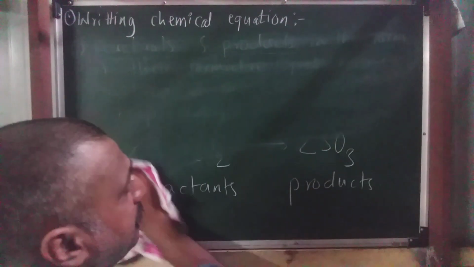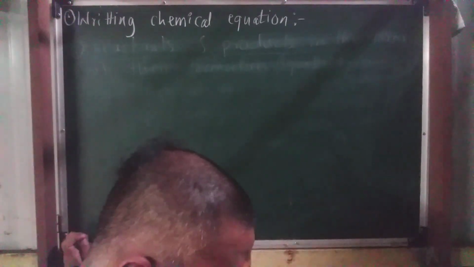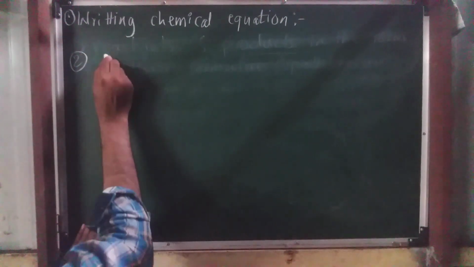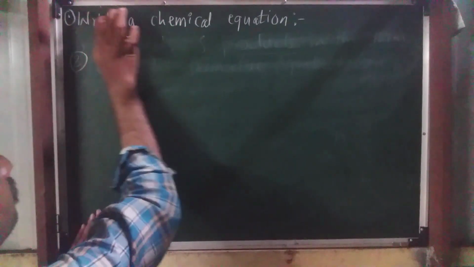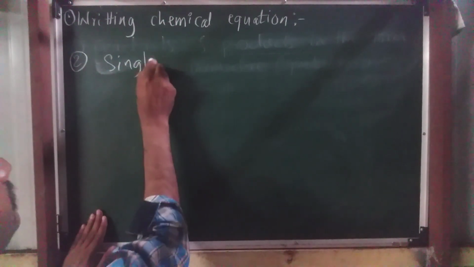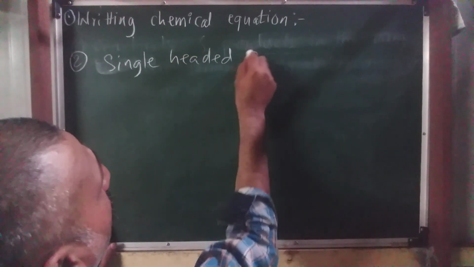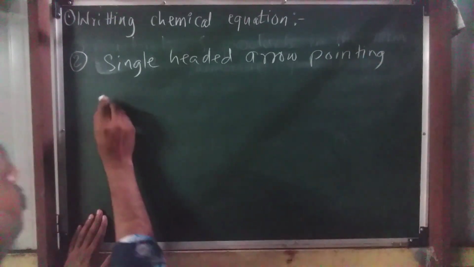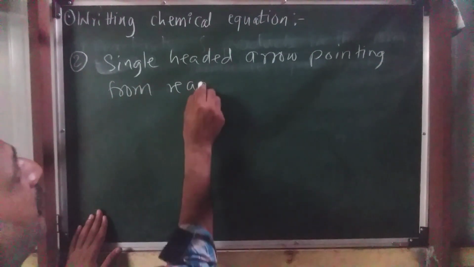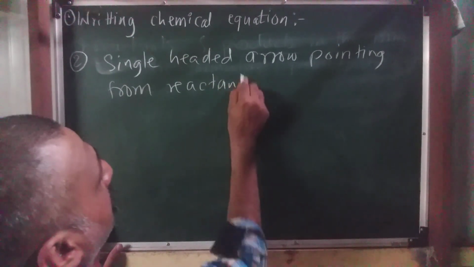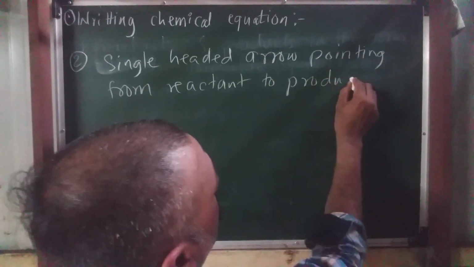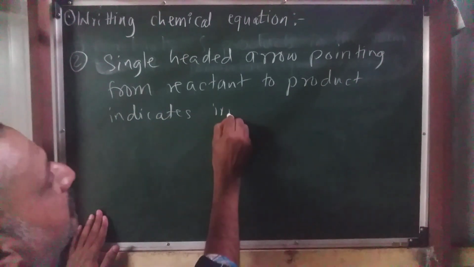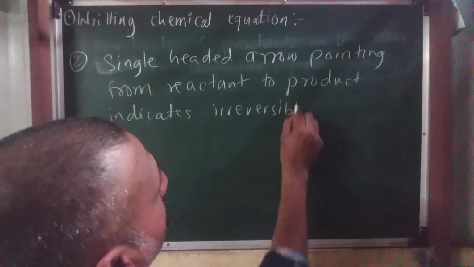The second point to make the chemical equation more meaningful is the arrow. Which type of arrow? A single headed arrow pointing from reactant to product indicates an irreversible change.